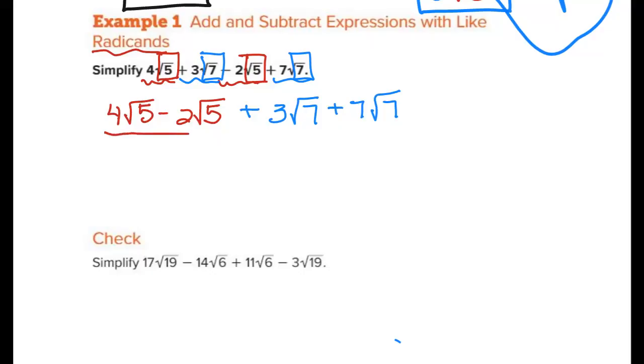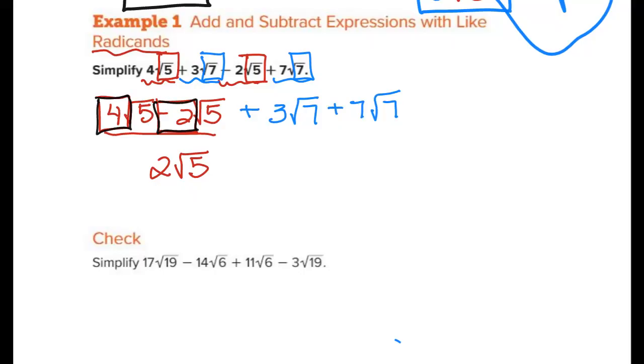So let's look at these first two. 4 radical 5 minus 2 radical 5. I'm going to keep the radical 5. It's just like a variable. And then finally, 4 minus 2 is 2.